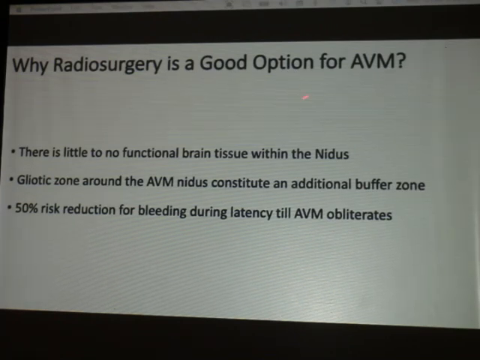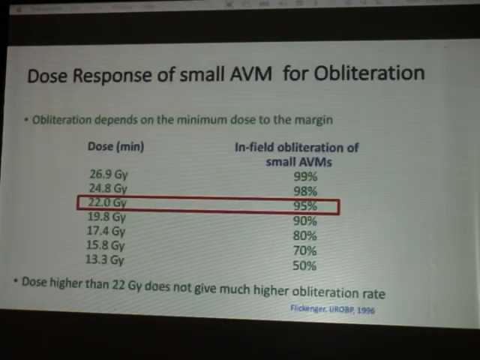Why is radiosurgery a good option? Because there is no functional brain tissue within the nidus. There is a gliotic zone where you can put your additional doses and take care of the brain doses. And there is a 50% risk reduction in bleeding during the radiation period. And these are the doses which we normally follow, depending on the volume and what we can prescribe depending on the normal brain doses.